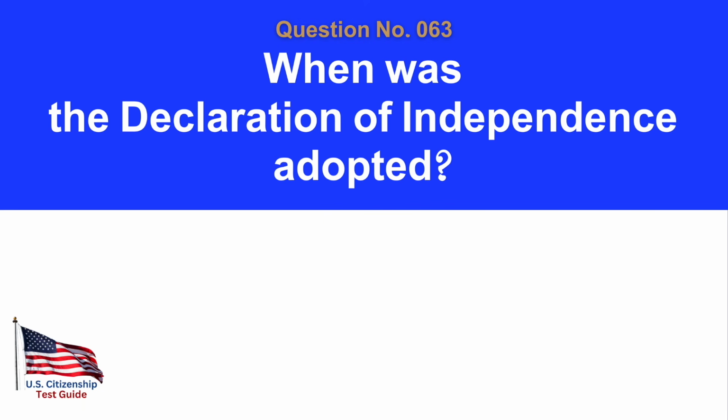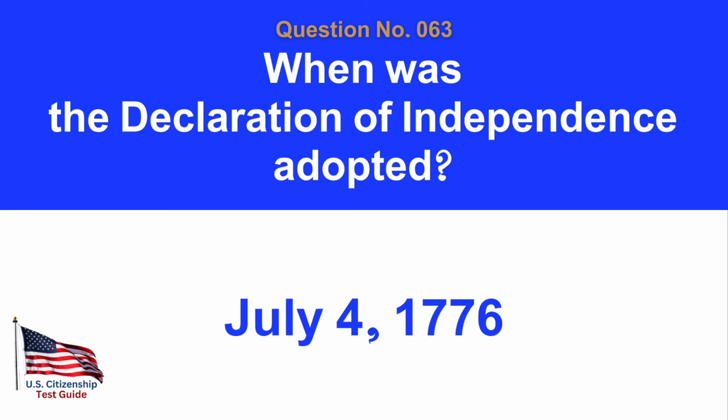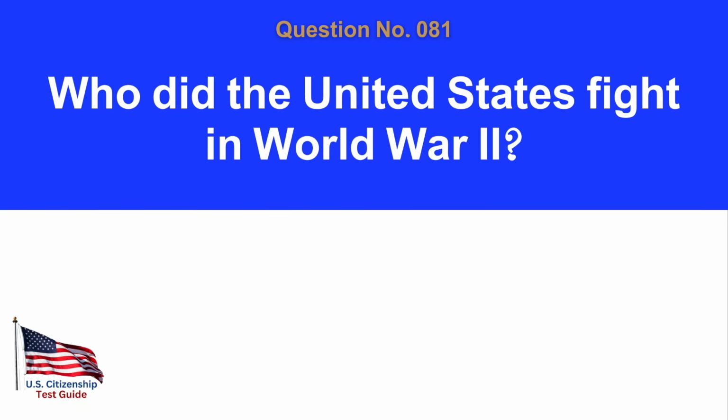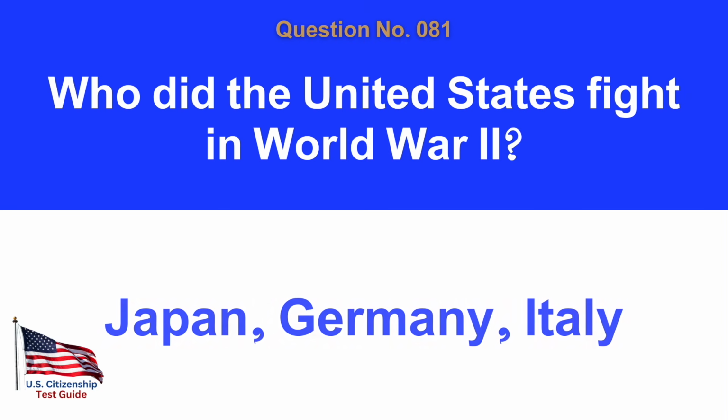When was the Declaration of Independence adopted? July 4th, 1776. Who did the United States fight in World War II? Japan, Germany, and Italy.